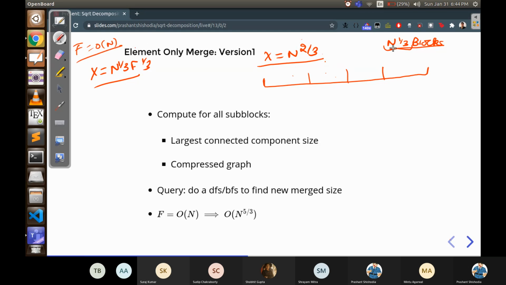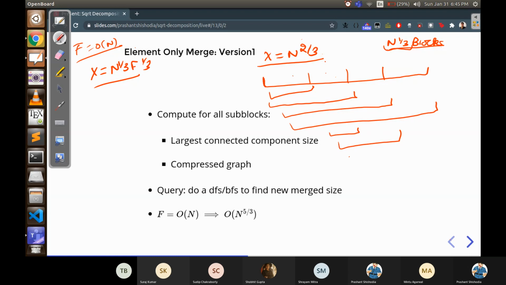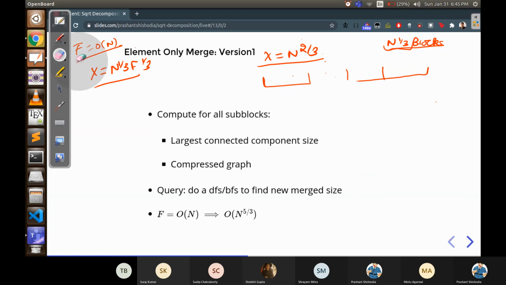So I have broken it down into n raised to 1 by 3 blocks. I'll pre-compute the answer for all segments that start at a block and end at a block. So this is a segment that starts at a block and ends at a block. This is a segment. This is a segment. This is a segment, right? Then this is a segment. I will compute the answer for all these segments. It might sound computationally very heavy, but it will be just n root n if this storage is not very high. It's better than n root n actually.